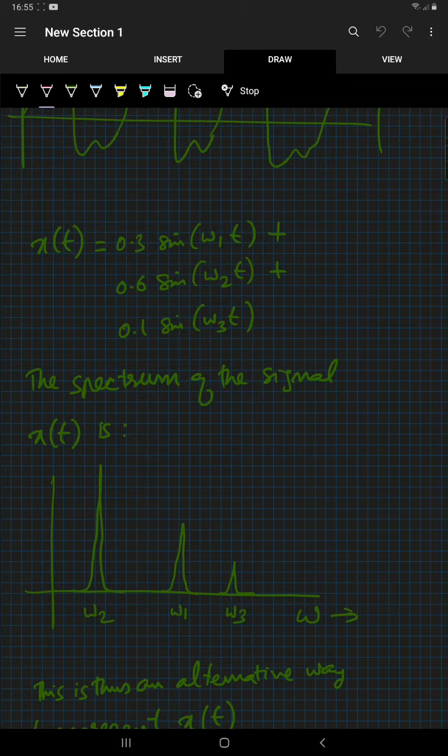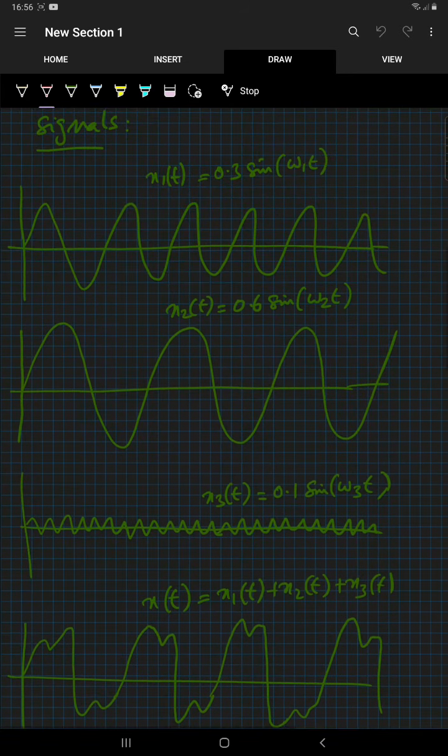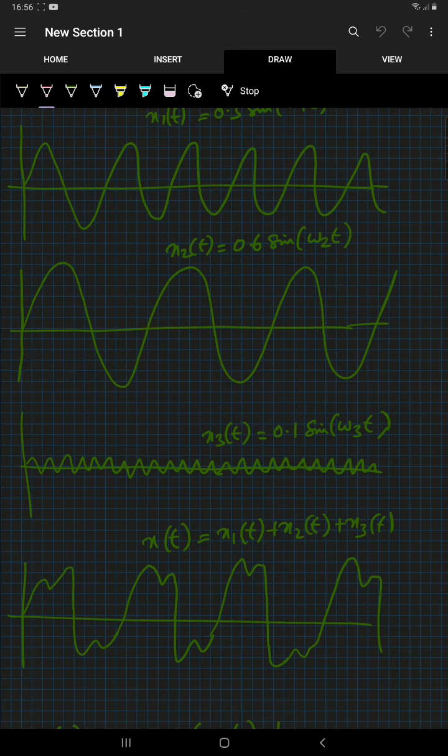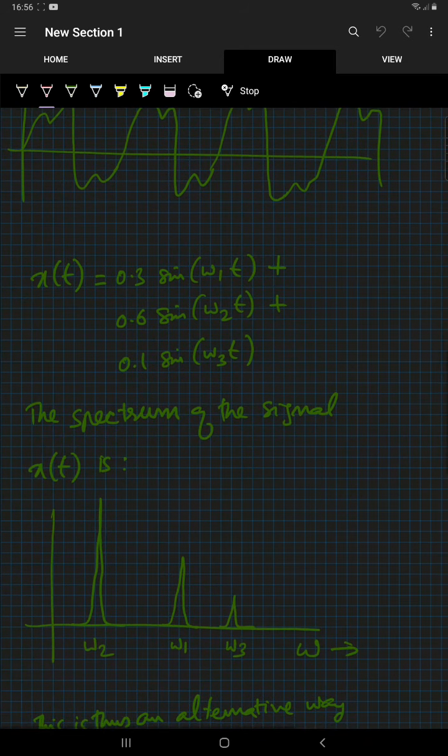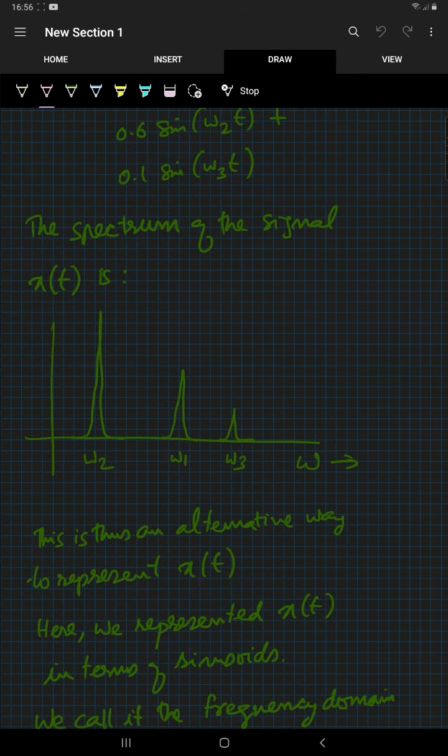The spectrum representation looks like this, where you can see that there are three frequencies. The signal x of t consists of three separate frequencies, the constituent frequencies of x of t, which are omega 1, omega 2, and omega 3. The strengths of these are respectively scaled by the strengths in the time domain. So x1 is 0.3, x2 is 0.6, x3 is 0.1. Correspondingly, those similar amplitudes are there in the frequency domain representation also. So this is an alternate way of representing the same signal x of t.